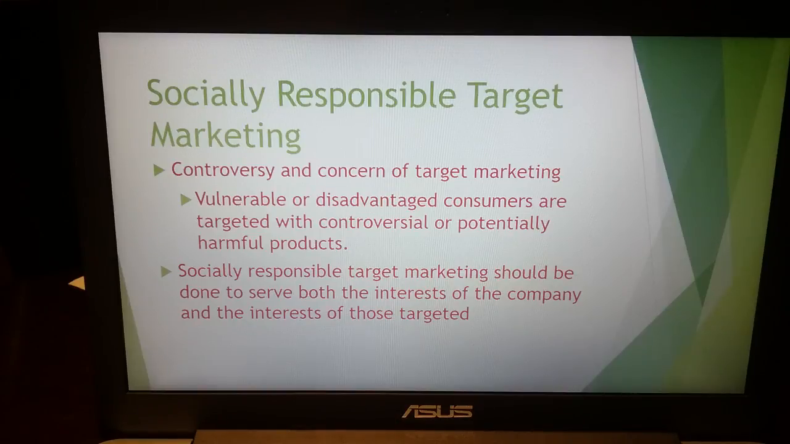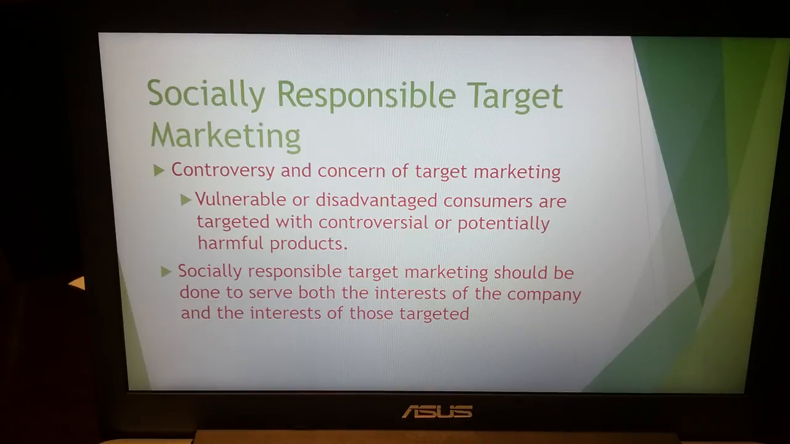So again, this whole idea of social responsibility is that you should be thinking about the interest of the company, the interest of those targeted, and also the interest of society at large. Okay, so that's what we've talked about: the customer. That's all the customer stuff. Who are we going to go after, how are we going to find them, and is it a viable market, and all that kind of thing.